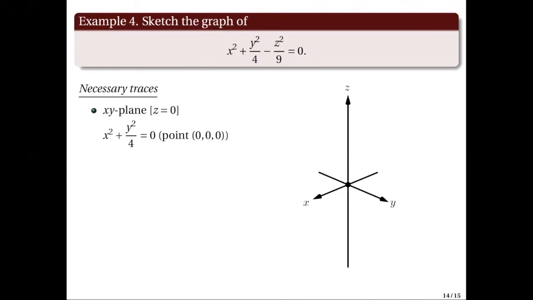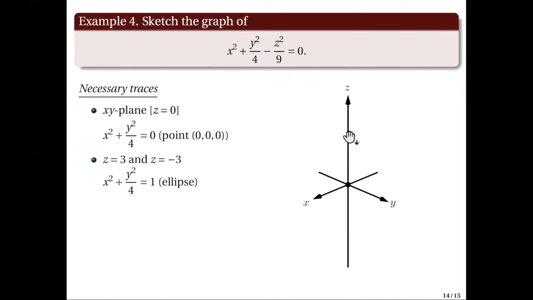Now for the traces necessary for the skeleton of the elliptic cone, we want two ellipses and two pairs of intersecting lines. The two ellipses must be drawn on two planes perpendicular to the z-axis. So that means we have to assign a constant value for z, one positive and one negative. In particular, let me take z equal to 3 and z equal to negative 3. When I plug in 3 or negative 3 in replace of z here, you can check that the resulting equation is x squared plus y squared over 4 equal to 1. This represents an ellipse centered at the origin in each of these two planes.